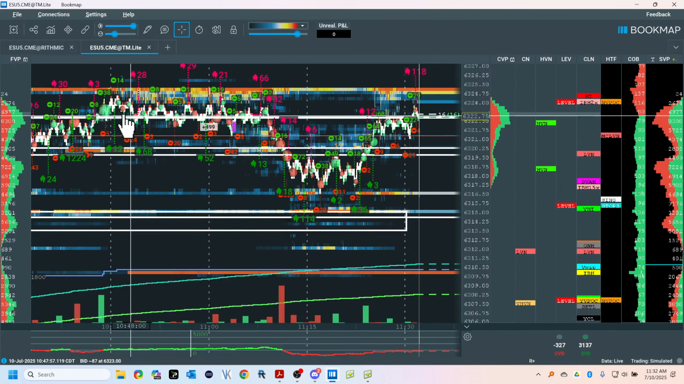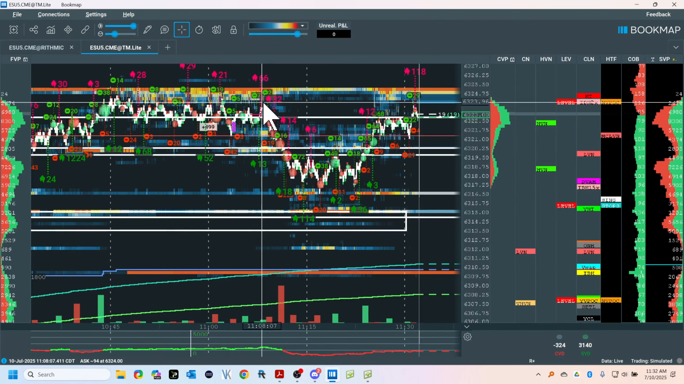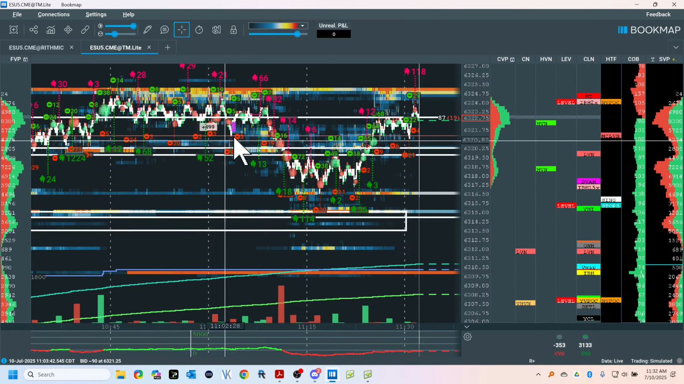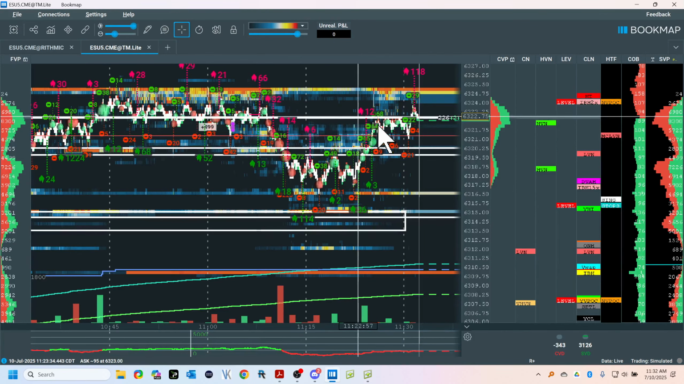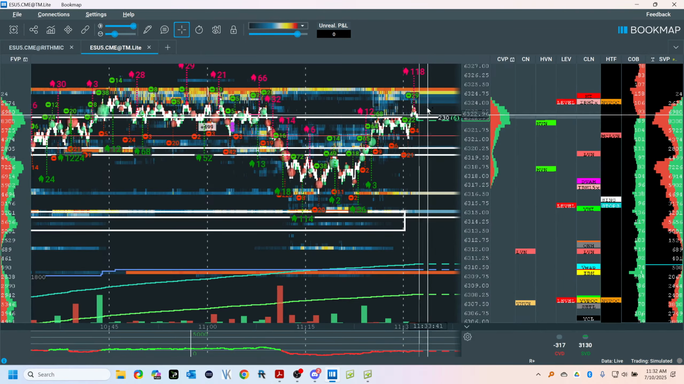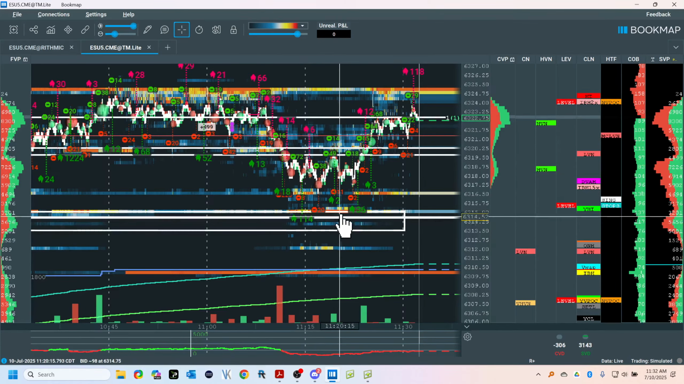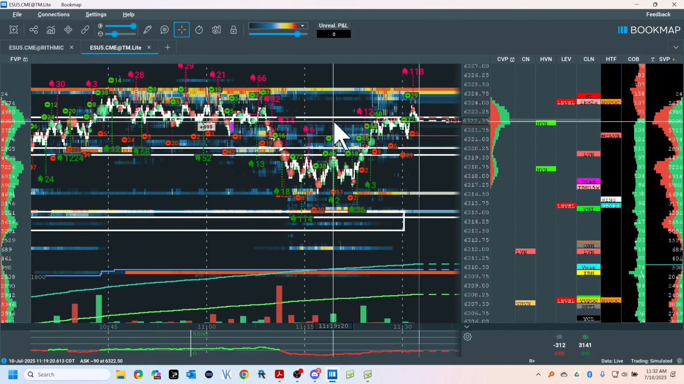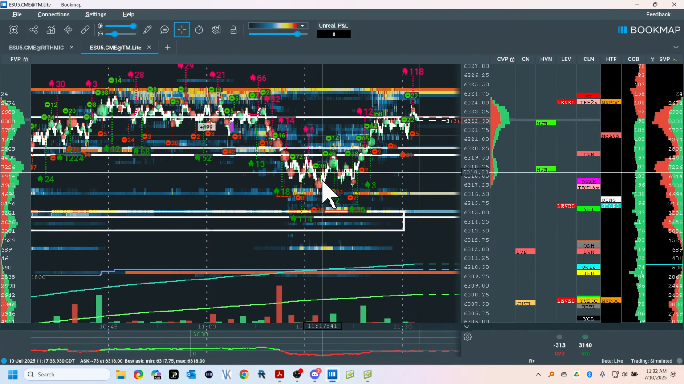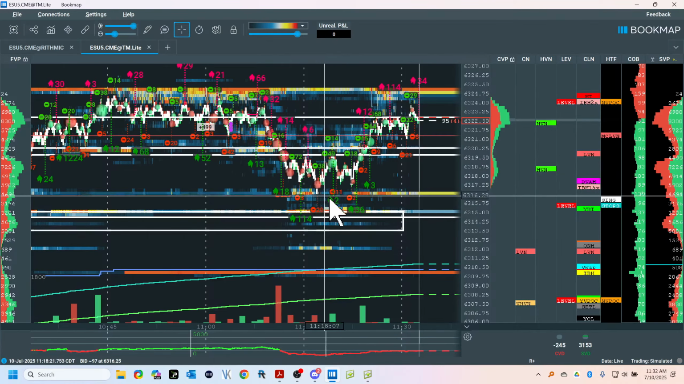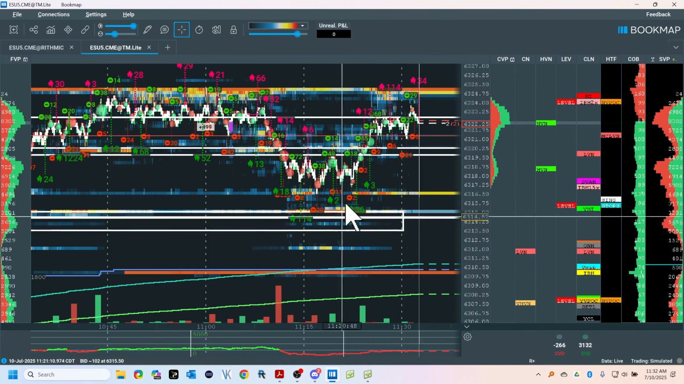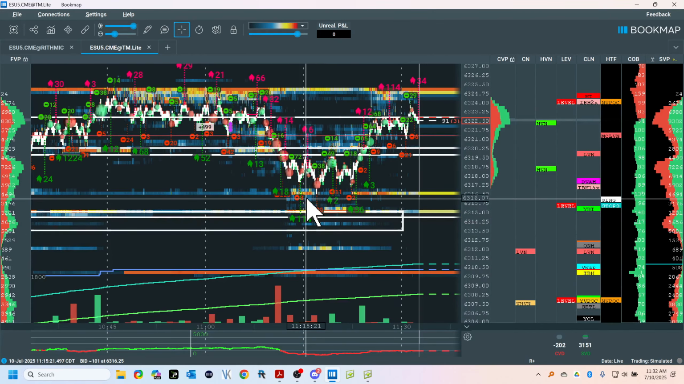So I had to learn to read this language. And if I understand it, then I can maybe do something with it when it's in alignment. If this is resistance, the fact that it's resistance is not a reason for me to short it. It's a reason that if I had a long continuation trade, to target it, not to fade it. And I don't have a location right here. I have a location more down in here. So I don't take a long here.